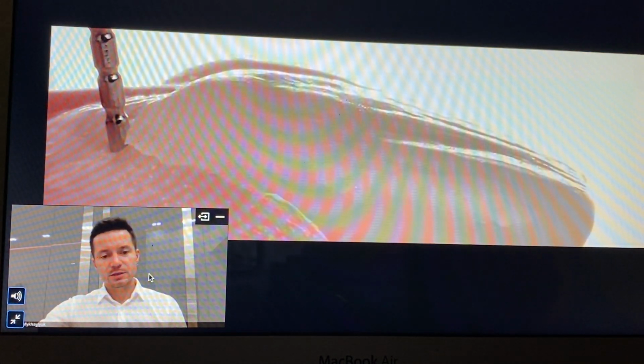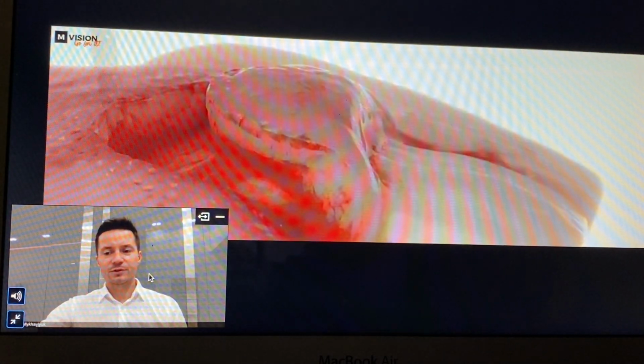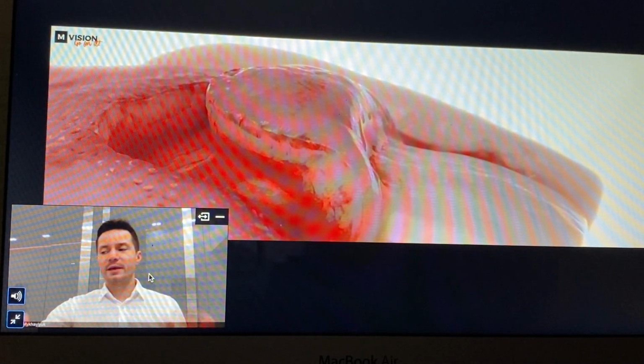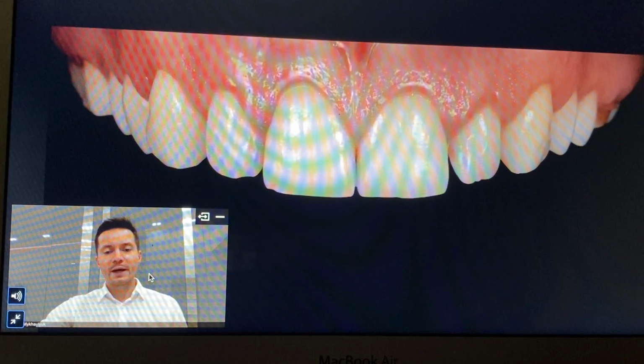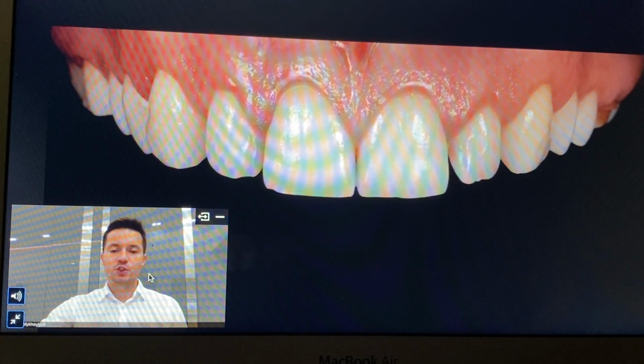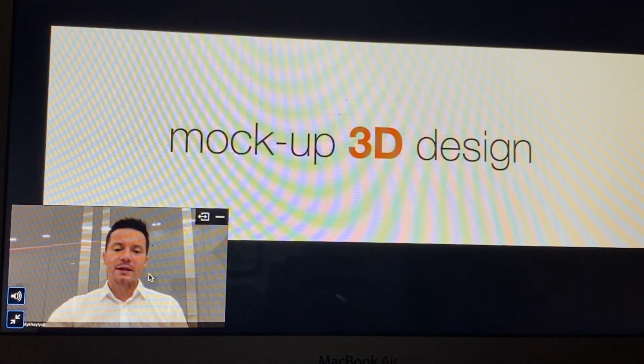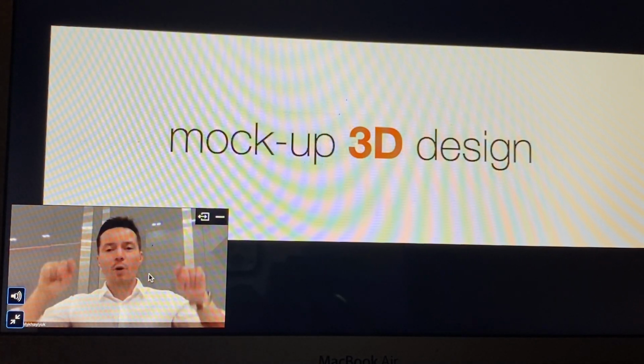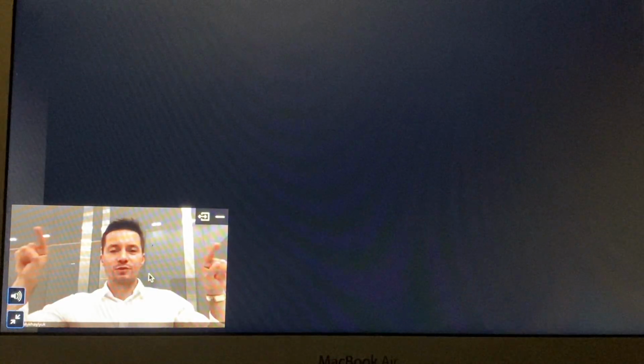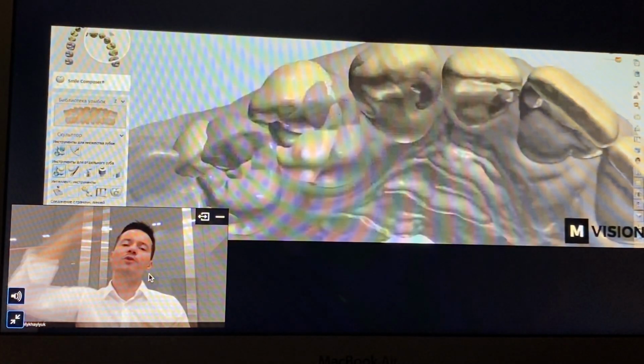So we cut the soft tissue, you can see how much, and then this is how it all looked after the healing. So now when the healing is done, we can go ahead to the next step. It's actually the mock-up 3D design. So we are doing another mock-up that now is gonna follow the contours, the new contours of the soft tissue, not going over the soft tissue.